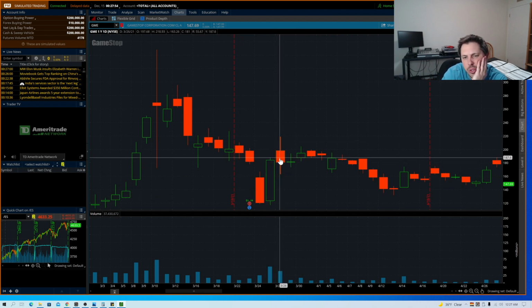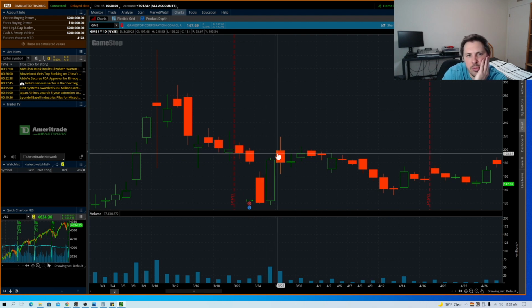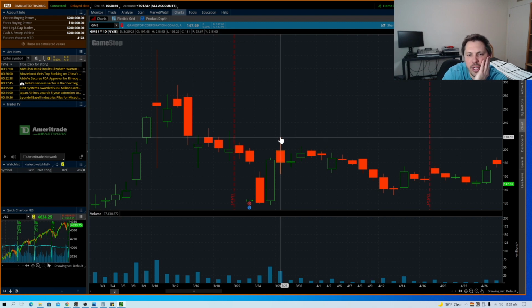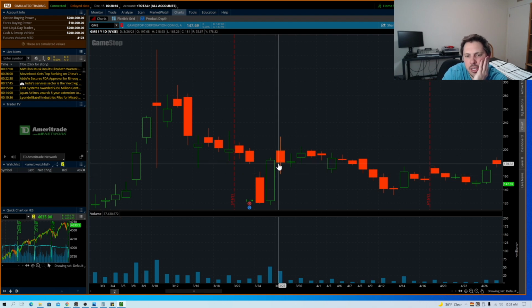As opposed to this bar right here, where here's where it opened. The open was 197.68, right about here. And then the high of the day was 218.93. And then the low of the day was 163.26. And then it closed below its open. Therefore, the candle is red.